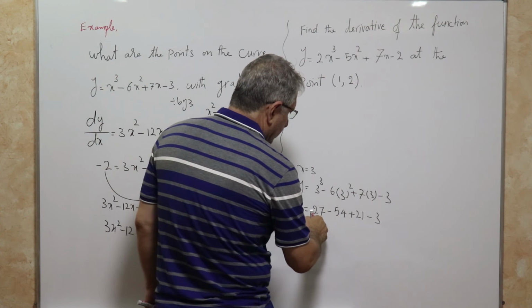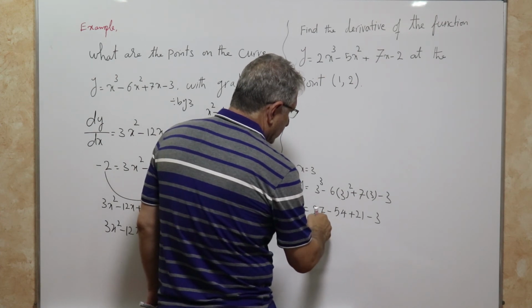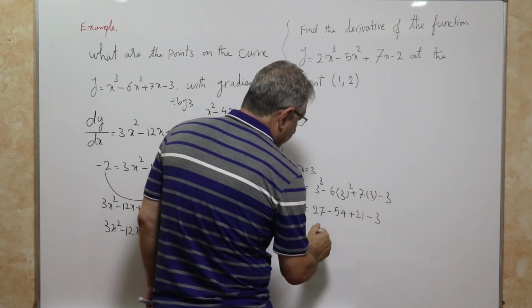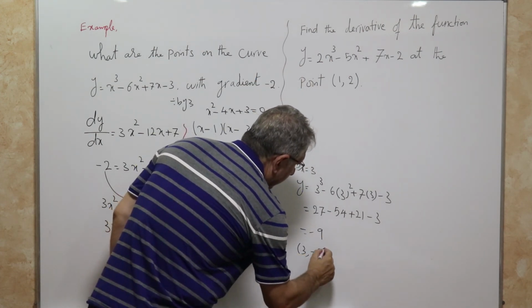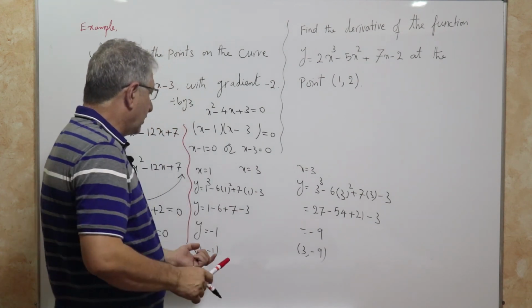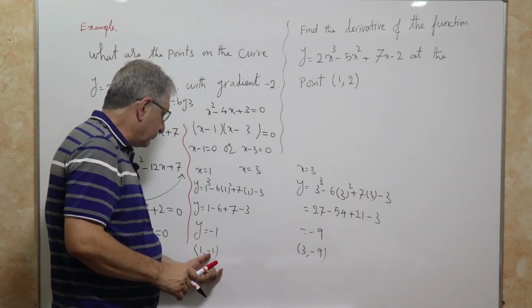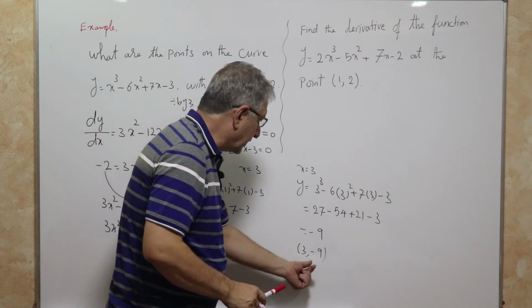You are getting 48. Negative 6, negative 9. Therefore negative 9. Therefore the point is 3 and negative 9. Therefore there are 2 points. One is this point 1 and negative 1. The other one is 3 and negative 9.